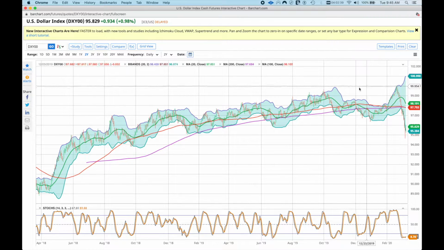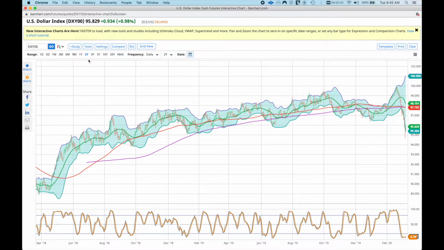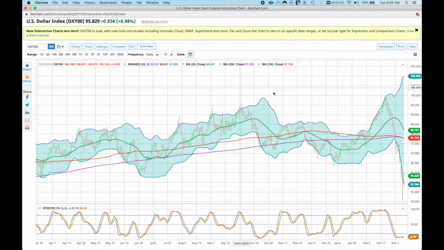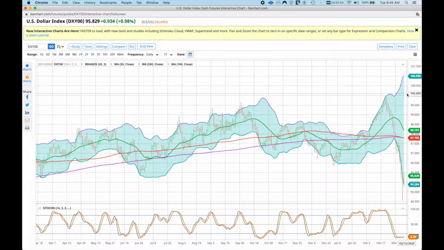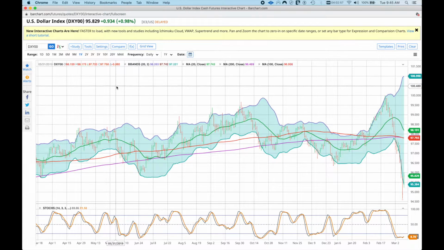So I'm going to cover this chart. Let's go and break it down to a year on the daily for now. And then we are going to show you how to calculate the US dollar, which surprisingly, every financial advisor I've come into contact with, at least your average everyday advisor, has no idea how our dollar is formulated in the first place.